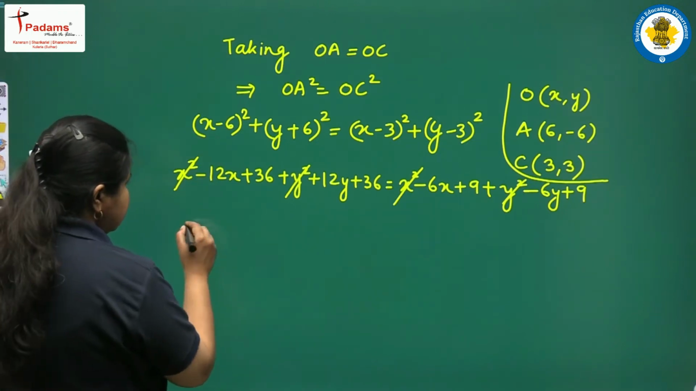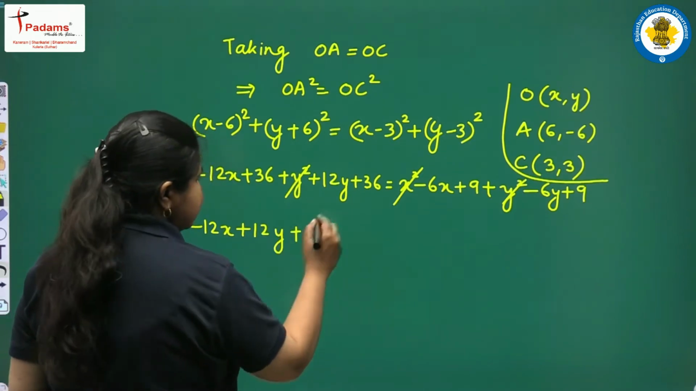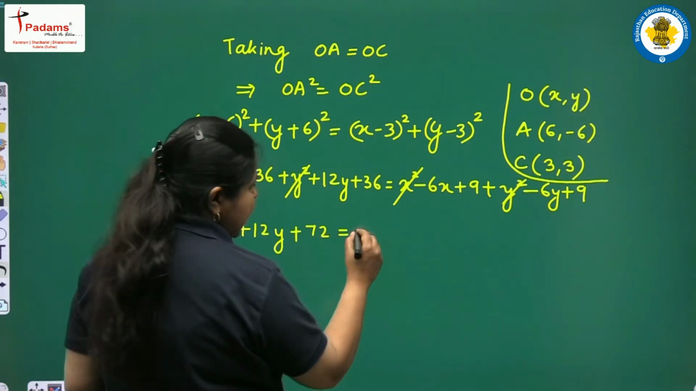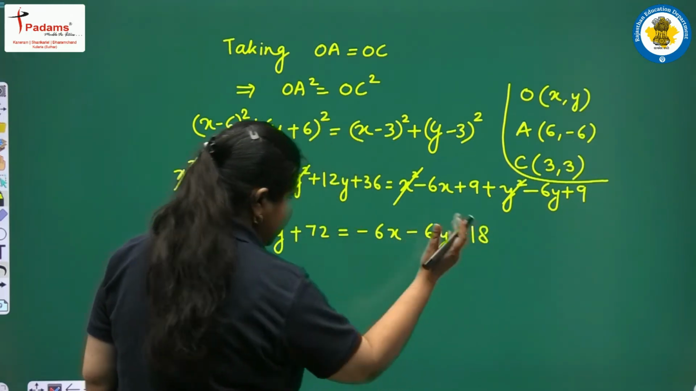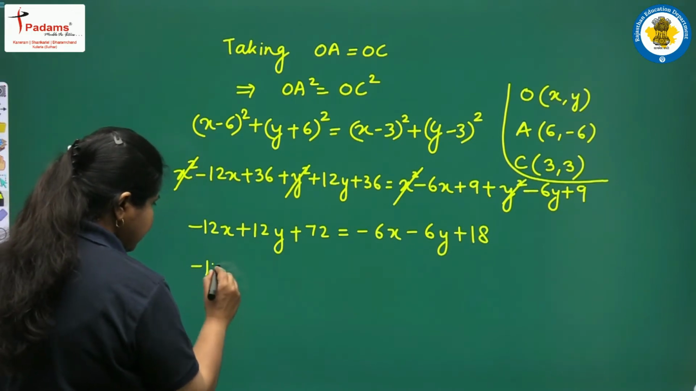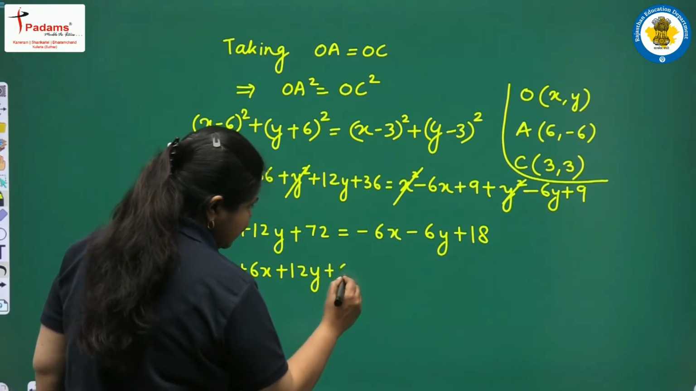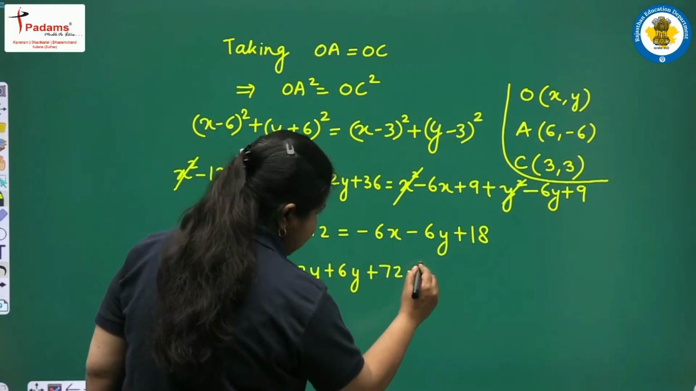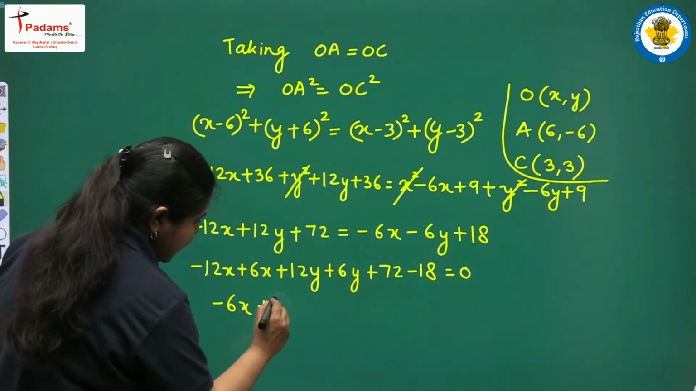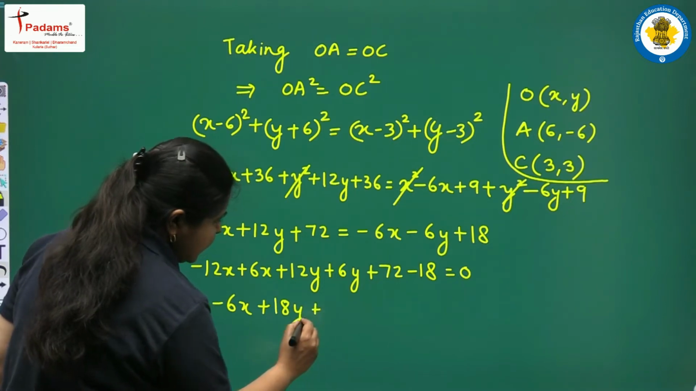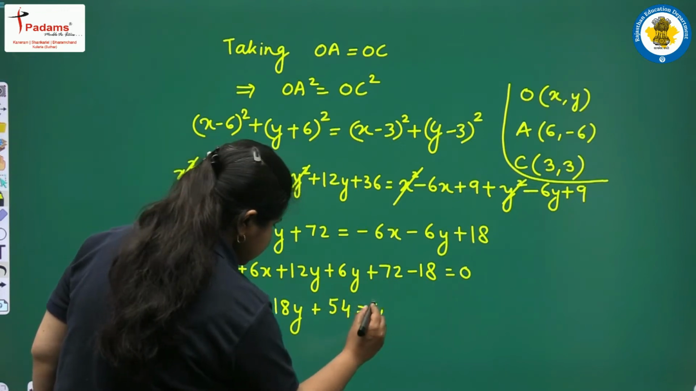Now we are having here minus 12x plus 12y plus 36 plus 36, it's 72. Here we have minus 6x minus 6y and 9 plus 9 is 18. Bring the three terms to the LHS. Minus 12x plus 6x plus 12y plus 6y plus 72 minus 18. This is equal to 0. This will be minus 6x and here we will have 18y and here we will have 12 minus 8, it's 4. And here we will have 54 equal to 0.